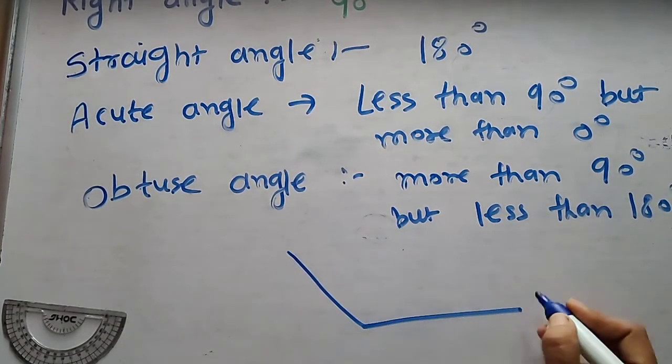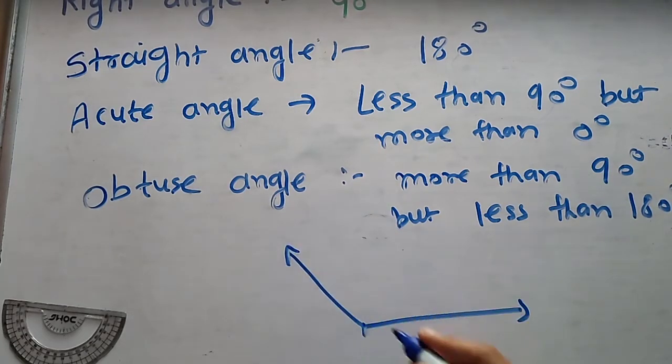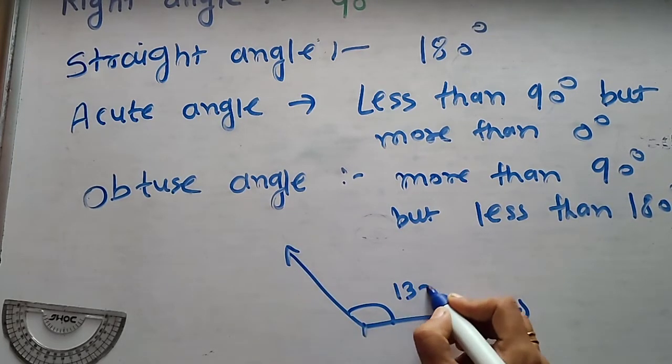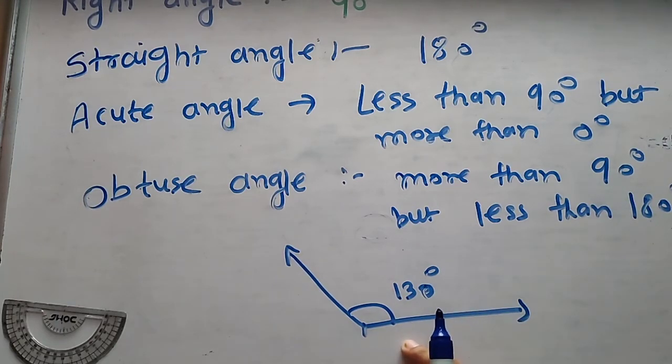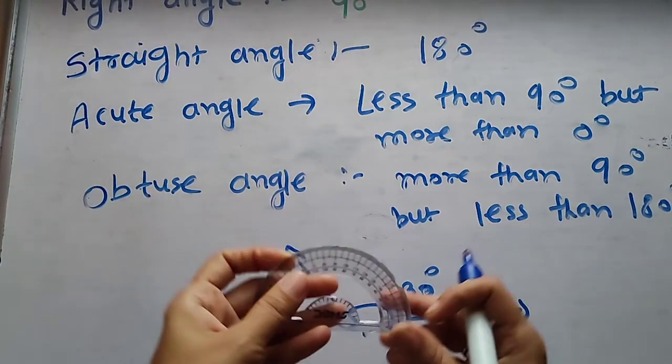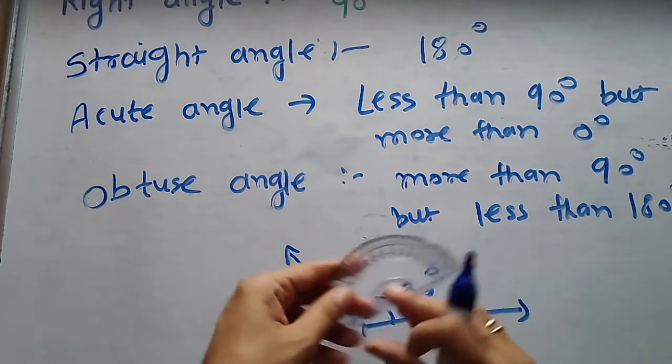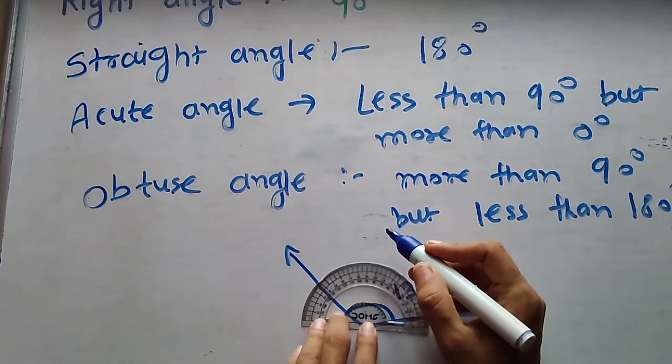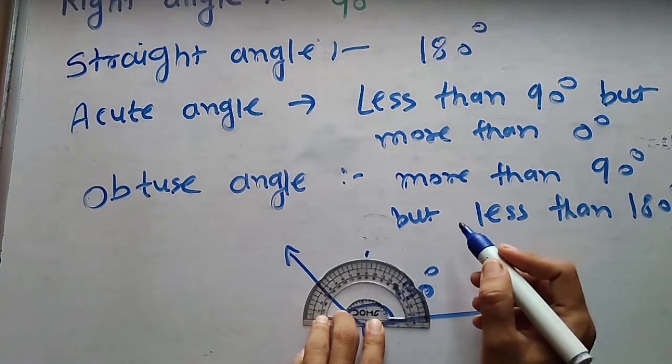Okay, this is an angle and this angle is 130 degrees. 130 degrees means the angle is more than 90 degrees but less than 180. Okay, so this is your protector. And on your protector, this is 90 degrees. Okay, here 90 degrees will come, 90 degrees.